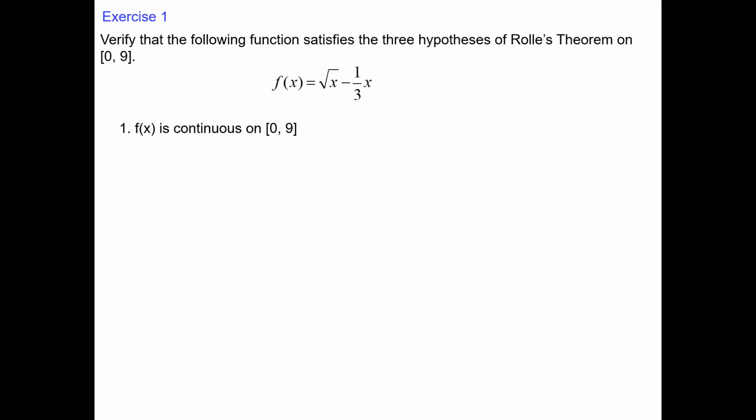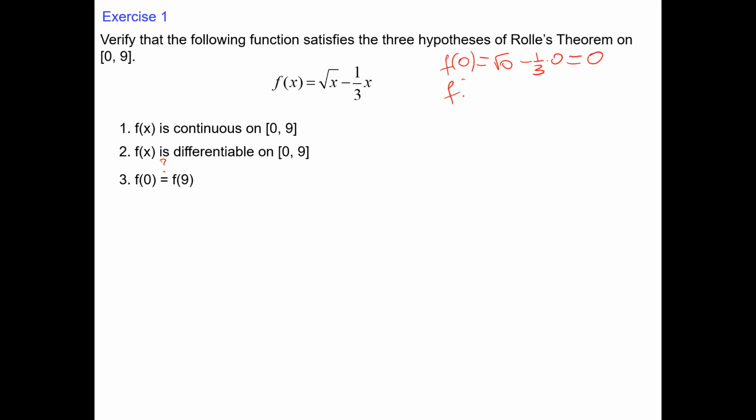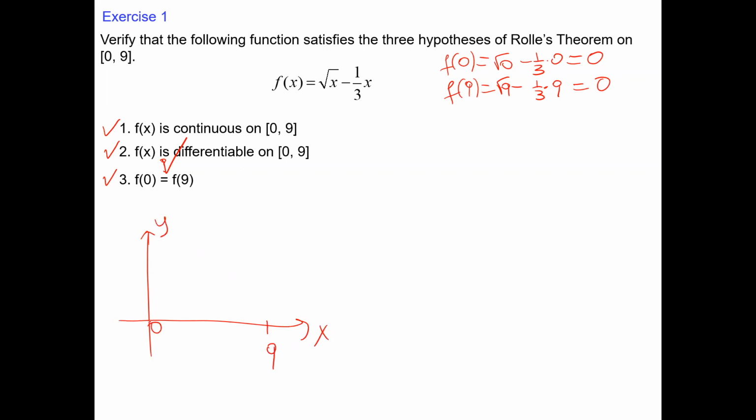We have continuity, we have differentiability, and the values. Did I compute this? I didn't compute. Let's check. Value at 0, square root of 0 minus 0, of course, is 0. Value at 9, square root of 9 is 3, 1/3 times 9 is 3, 3 minus 3 is 0. Yes, this is correct. Check, check, check. I mean, we don't know how the function looks like, but we know that between 0 and 9, this is quite a big interval.